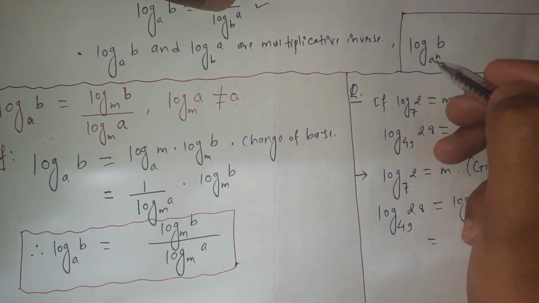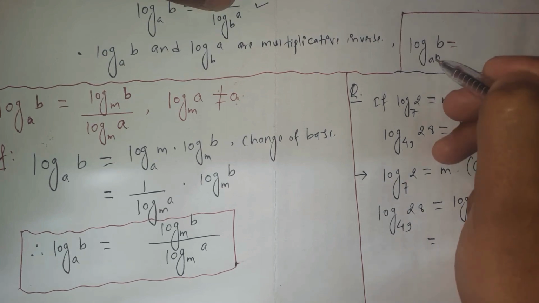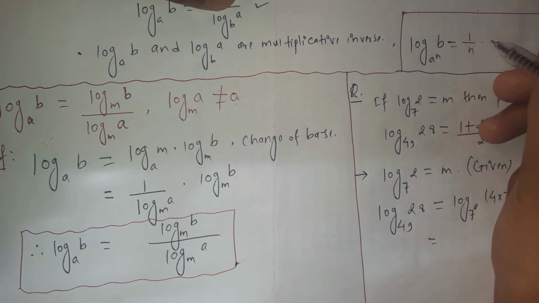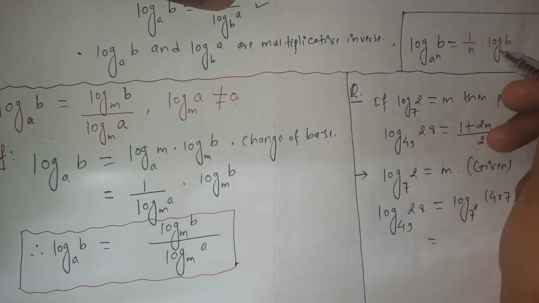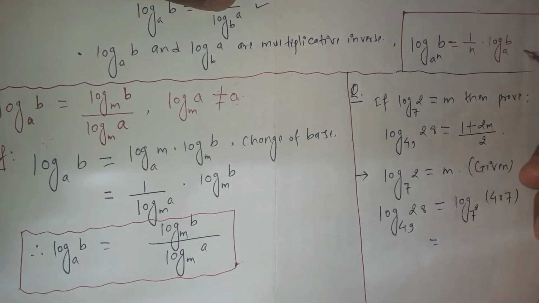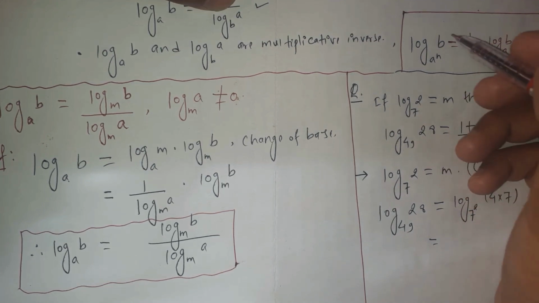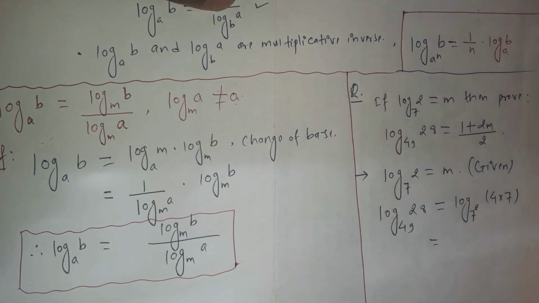Log of b with base a to the power n can be written as the reciprocal of the power of the base. Here the power of the base is n, and its reciprocal is 1 over n times log of b with base a. This property is called the power of the base property. So we can use this concept here.